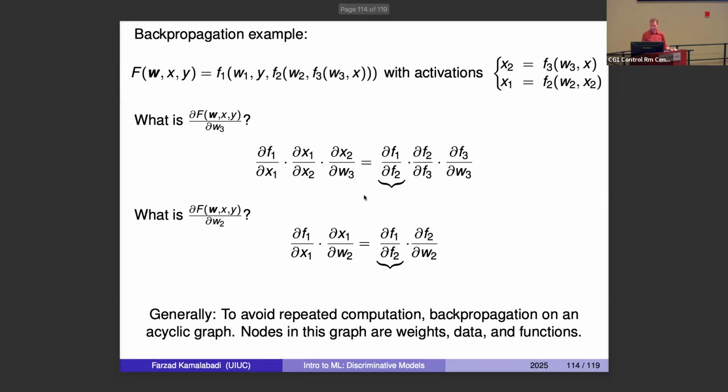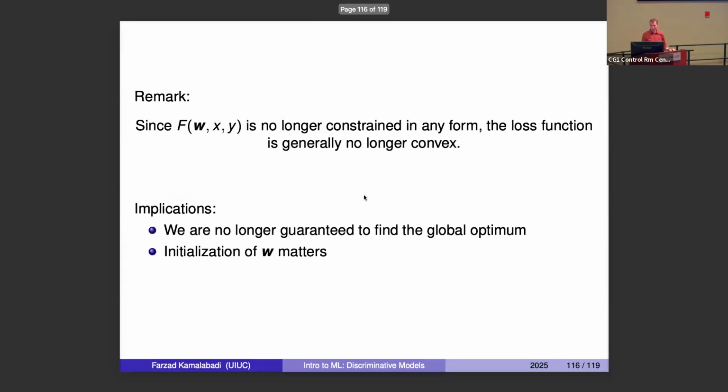I think I can skip the details. I already went through this backpropagation example. And the final thing that I want to part you with is that this f, the general function, is no longer constrained in any way. So what that implies, of course, is that it gives us the ability to model general dependencies in a nonlinear or general fashion, but the loss function is generally no longer convex, okay?